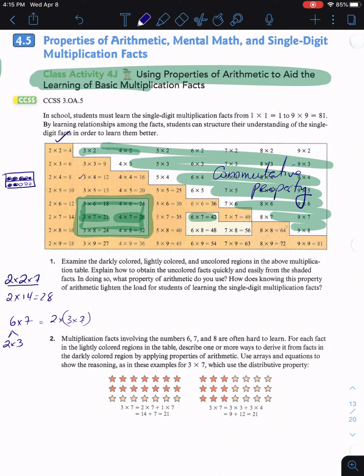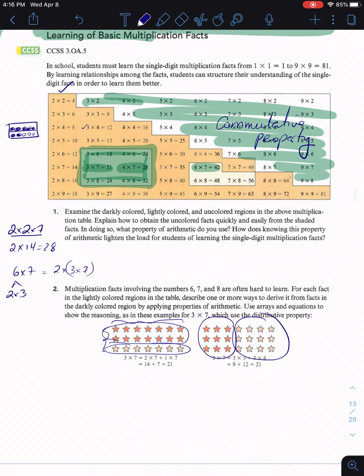So with 6, 7, and 8, they're often hard to learn, and we just talked about those briefly. And so here are a couple of examples. So if we have 3 times 7, some of the kids might say 3 times 7 is 3 groups of 7 is 2 groups of 7 plus another group. So they know 2 groups of 7 is 14 plus 7 is 21. Or they might say that it's 3 groups of 3 and another 3 groups of 4. So 3 groups of 3 they know is 9 plus 12 is 21. So there are lots of different strategies that can be used, and this particular one is a distributive strategy where you take the full array and you calculate parts of it and then add the total up.